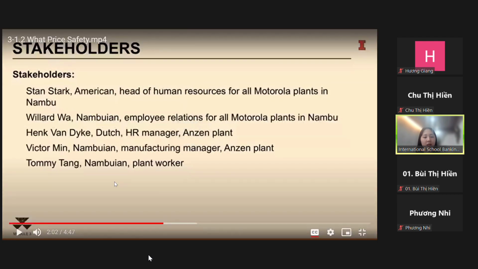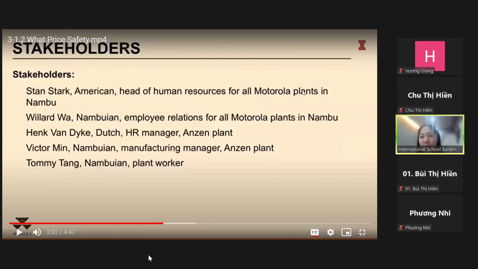Okay, so let's look at the stakeholders of Motorola. We can focus on the guy named Stan. He is an American, and he is the HR manager of all branches in Nambu.